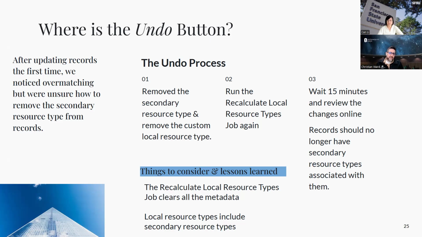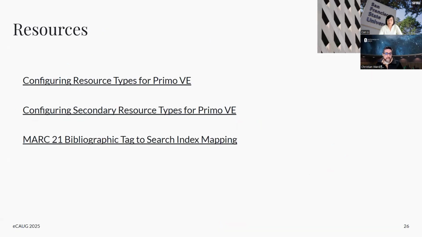So you have to delete these two things, rerun the job, that will remove the data, and then you can create a new custom local resource type and a secondary resource type with all your mapping conditions. So you have to recreate it afterwards to update it with something new. And of course, along the way, you have to wait 15 minutes to review your changes. But after your 15 minutes, those records should no longer have that data associated with them. So we were successful in clearing that up and creating this new facet.